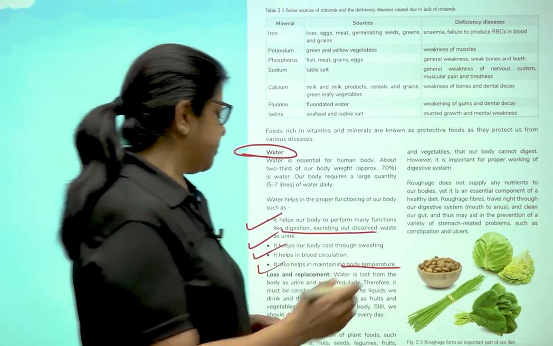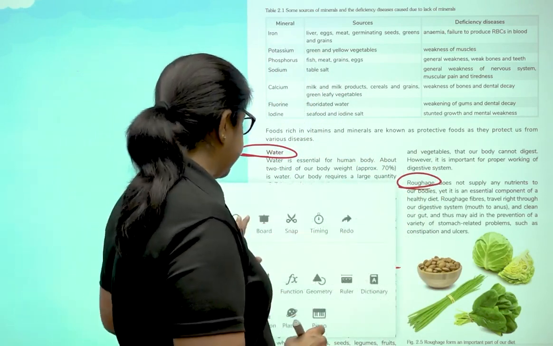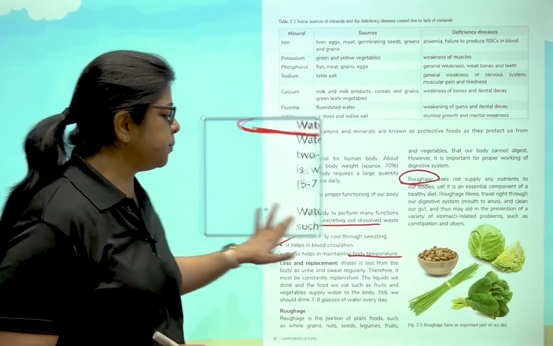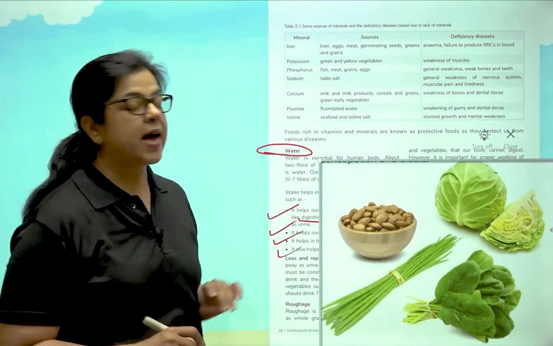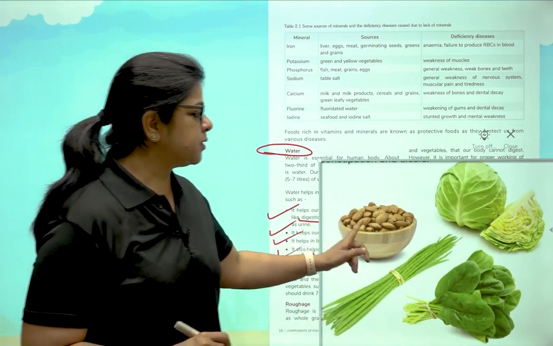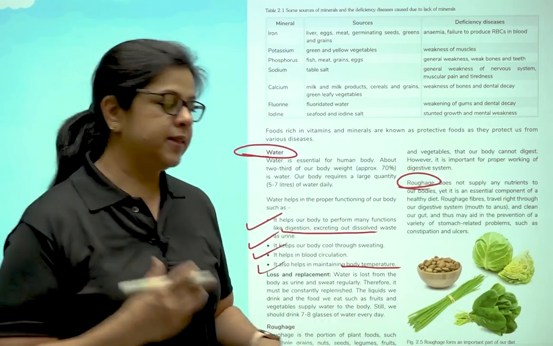Just like water, roughage is also very important in our diet. And where do we get roughage from? We get roughage from nuts and salads. So here are some examples of almonds, cabbage, spinach and beans. So what are these? Rich in roughage.